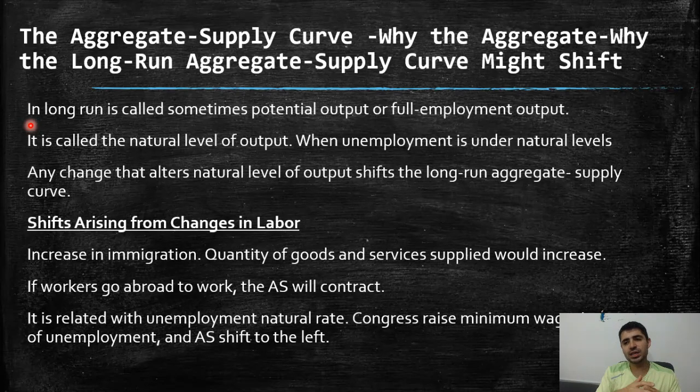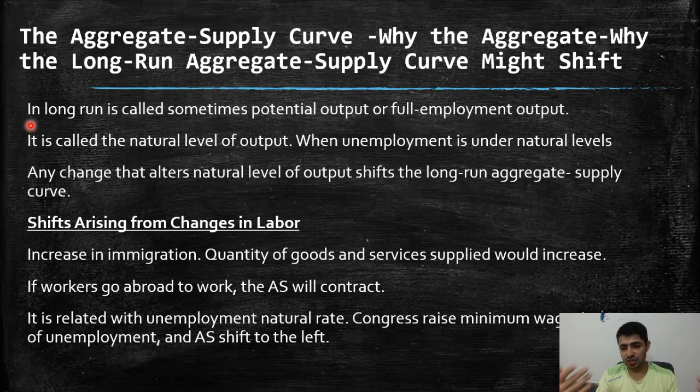The long run is sometimes called the potential output or full employment output, which is what we refer to as the natural level of output. That is when unemployment is at natural levels, a little bit lower than 5%. Any change that alters the natural level of output shifts the long-run aggregate supply curve.